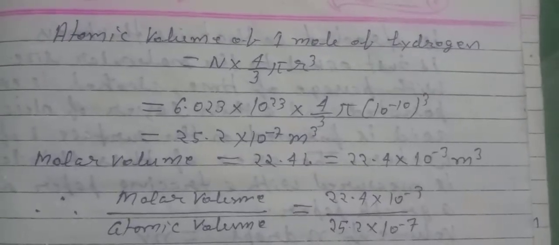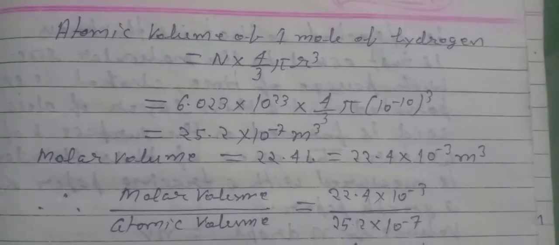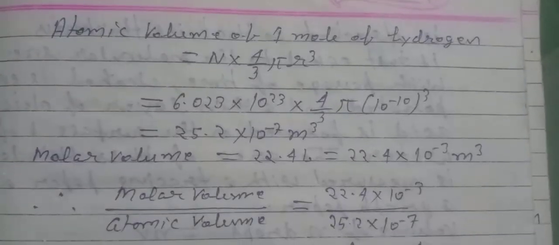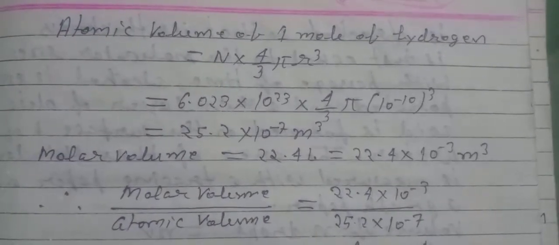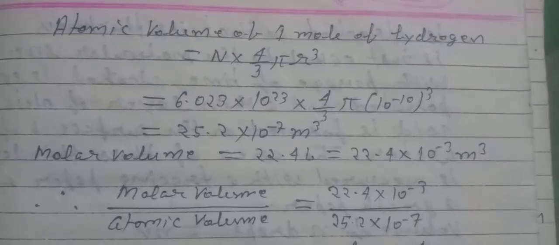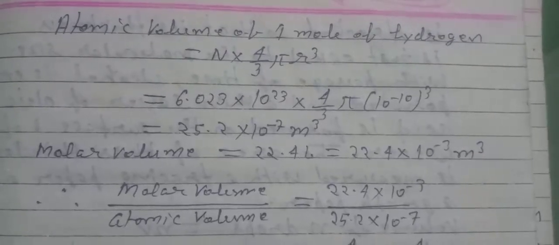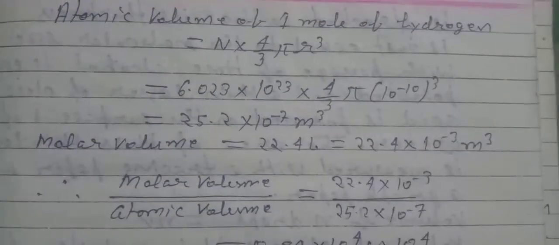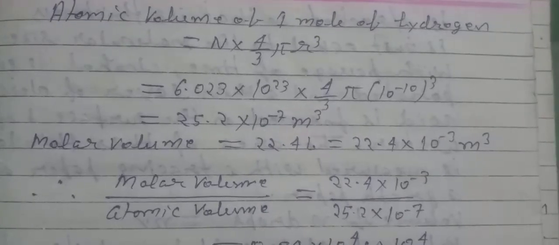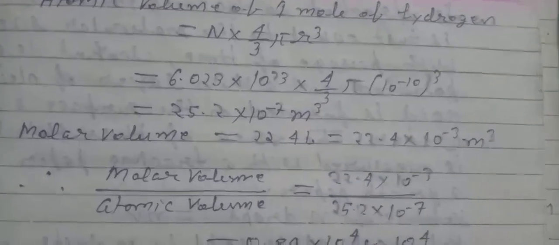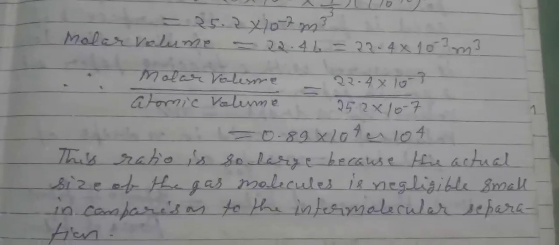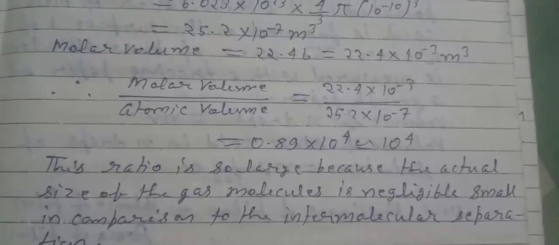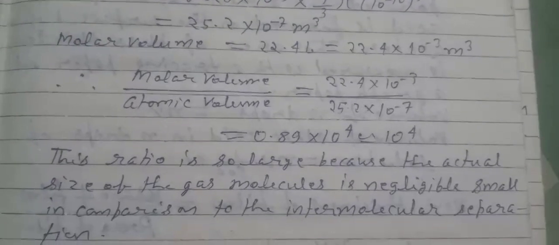Now the molar volume, that is the volume of 1 mole of hydrogen, is called the molar volume of hydrogen. It is 22.4 liter, which can be converted into meter cube: 22.4 × 10^-3 meter cube. Hence molar volume by atomic volume is 22.4 × 10^-3 divided by 25.2 × 10^-7, which comes out to be 0.89 × 10^4, equivalent to 10^4 in terms of order of magnitude.